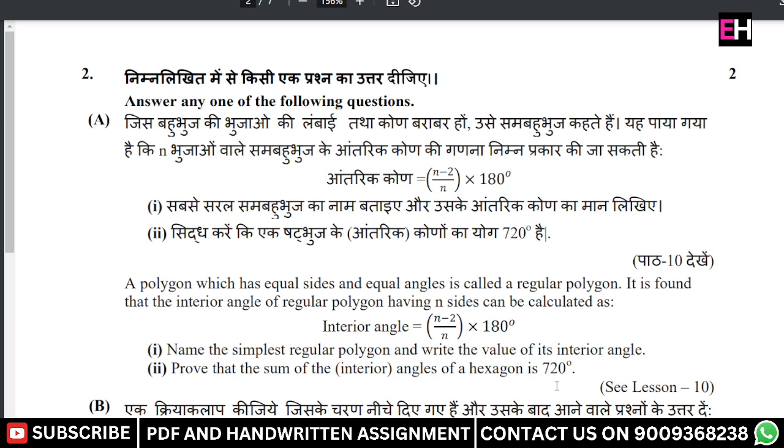Second one is to prove that the sum of the angles of a hexagon is 720. So these are the questions of this assignment.